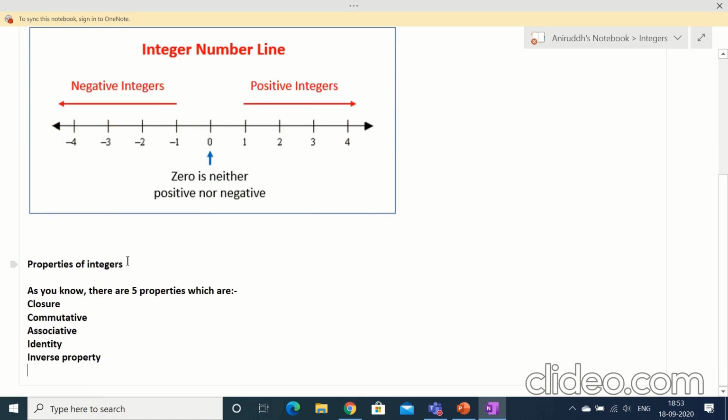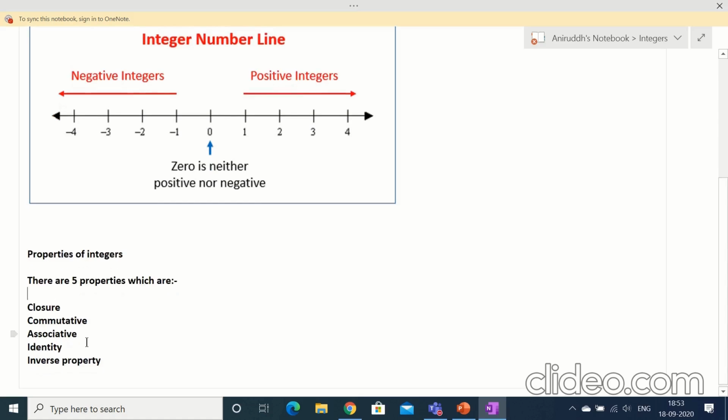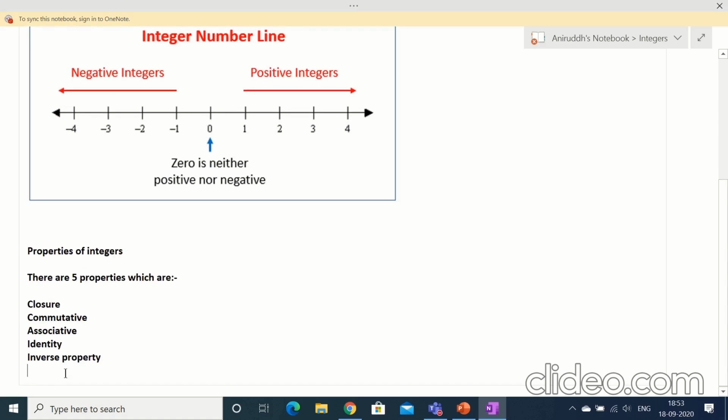Properties of integers. Well, there are 5 properties of integers, which are closure property, commutative property, associative property, identity property, and inverse property. In this video, we'll discuss closure property, commutative property, and associative property under integers in the basic operations, that is addition, subtraction, multiplication, and division. So let us start with closure property.